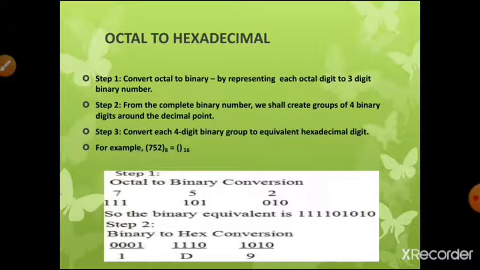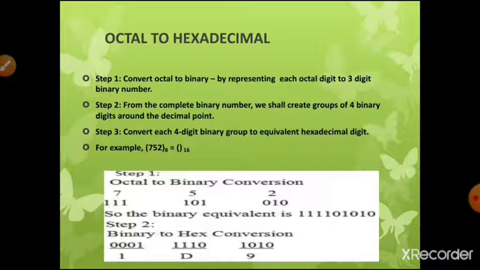For example, 752 with the base 8. I am going to convert this 752 into hexadecimal. First step, each octal digit like 7 will be substituted with its binary equivalent 111, 5 is substituted with 101, and 2 is substituted with 010. So we will get one binary equivalent number.